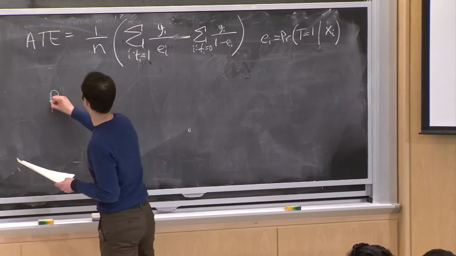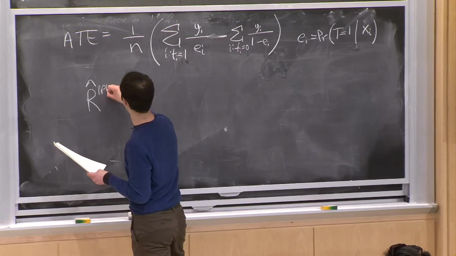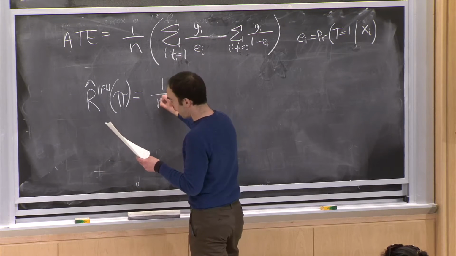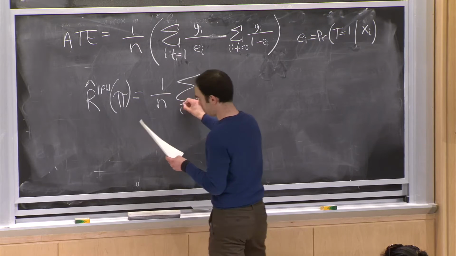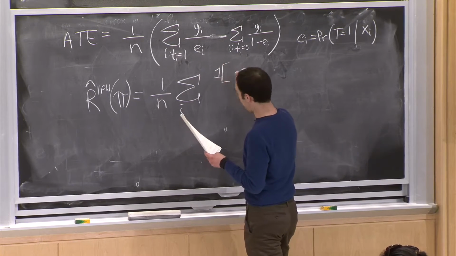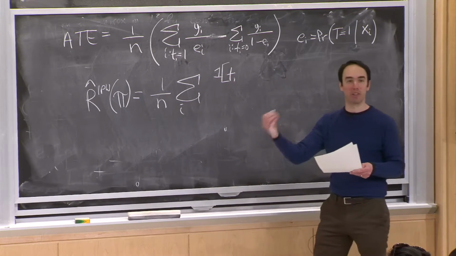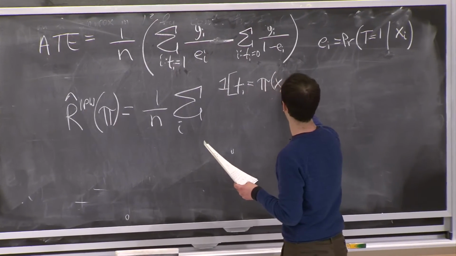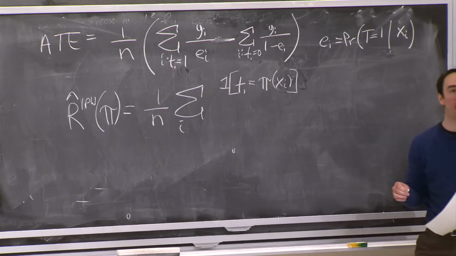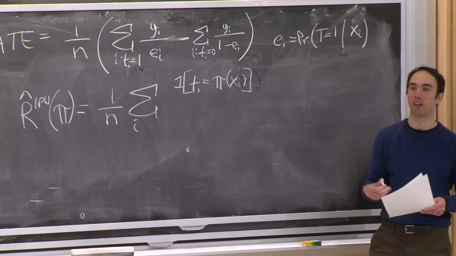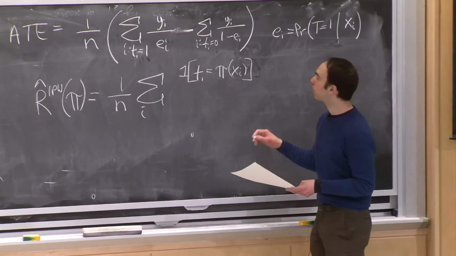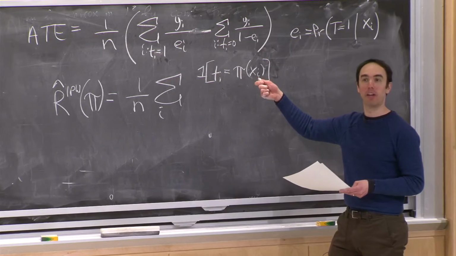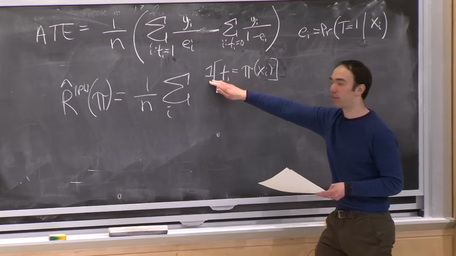And I'll call it R hat, with a superscript IPW, for inverse propensity weighted. And it's a function of pi. And it's given to you by the following formula. 1 over n, sum over the data points of an indicator function for if the treatment which was actually given to the ith patient is equal to what the policy would have done for the ith patient. And by the way, here I'm assuming that pi is a deterministic function. So the policy says, for this patient, you should do this treatment. So we're going to look at just the data points for which the observed treatment is consistent with what the policy would have done for that patient. And this indicator function is 0 otherwise.